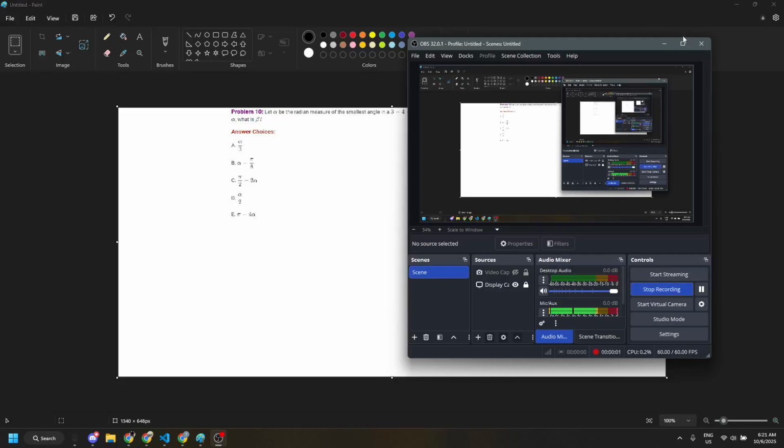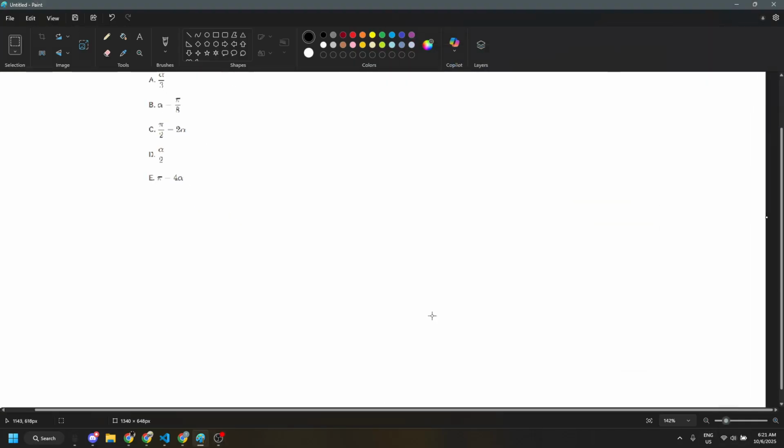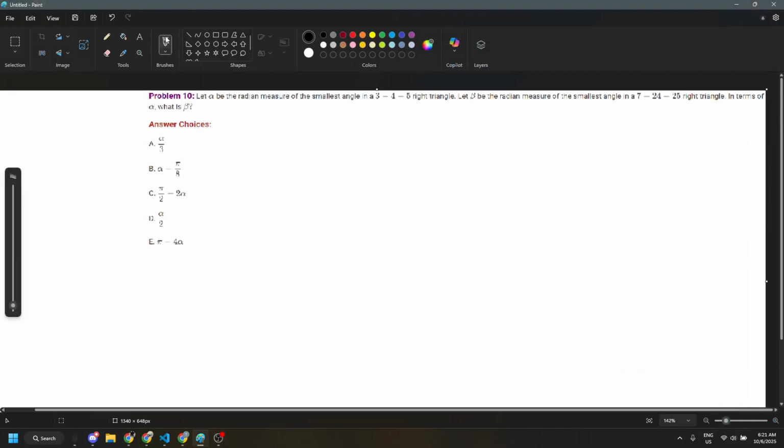Okay, guys, let me solve this. So, A is the radian measure of the smallest angle in a 3, 4, 5 right triangle, and B is the radian measure of the smallest angle in a 7, 24, 25 right triangle. In terms of alpha, what is beta?